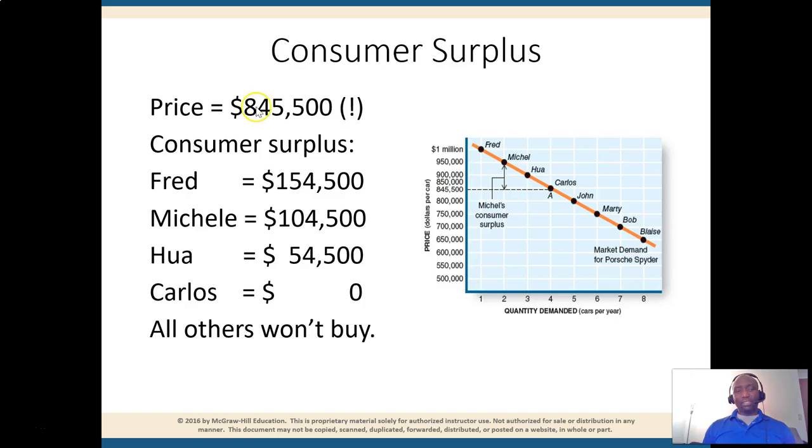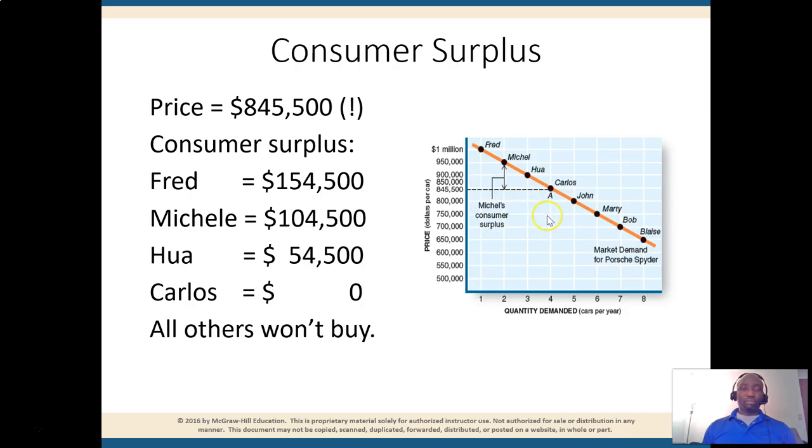And then Carlos wants to pay what the price is, so Carlos wants to pay 845. So basically there is no surplus here. Now John, Marty and Bob, their willingness to pay is lower than the price, so they're not gonna pay.